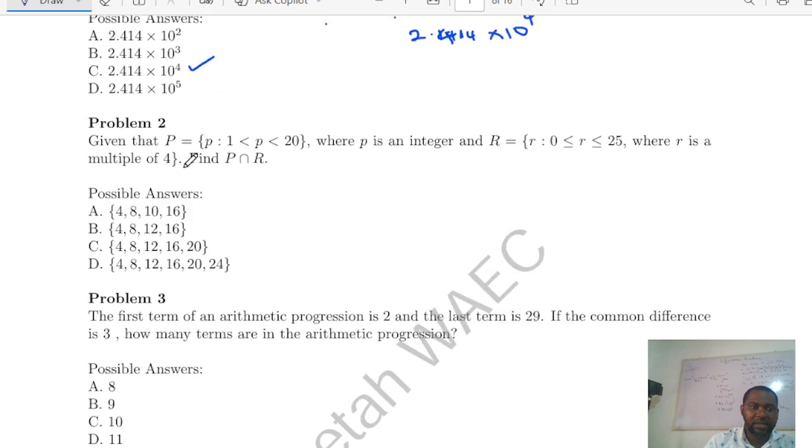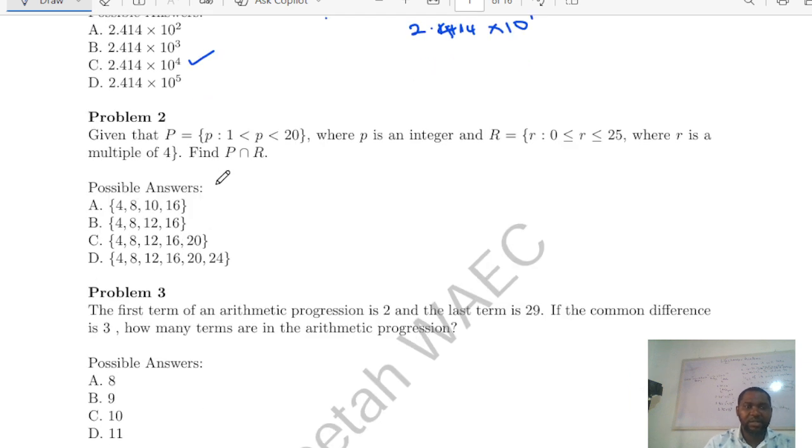Now number 2 question says, given that P is equal to the set of P, where P must be greater than 1 and less than 20, where P is an integer, and R is the set of R, where R must be greater than or equal to 0 and less than or equal to 25, where R is a multiple of 4. Find P intersection R. Well, I think it's quite easy.